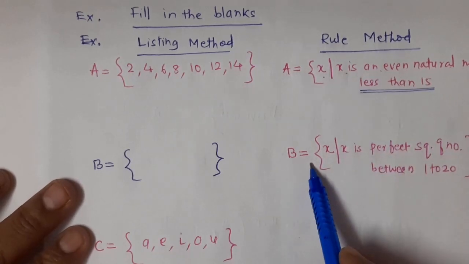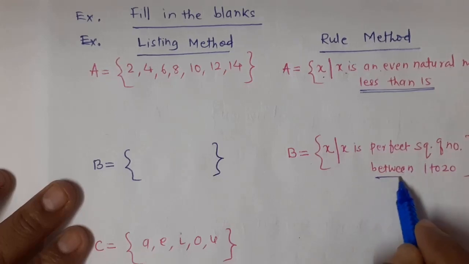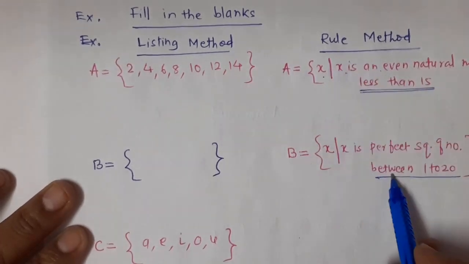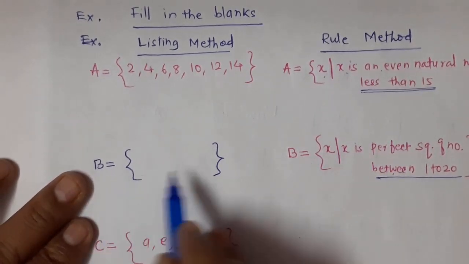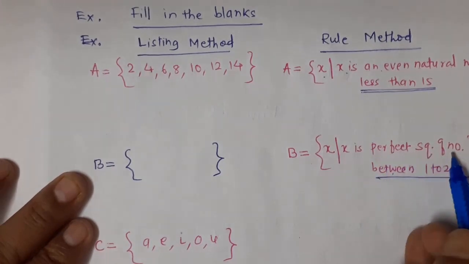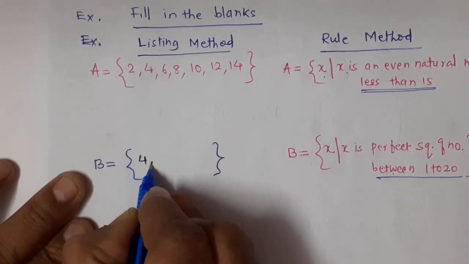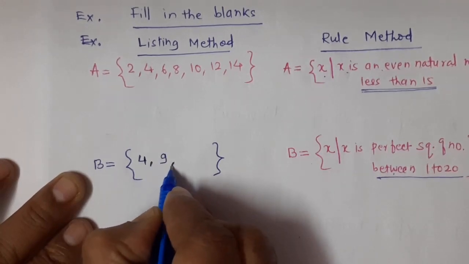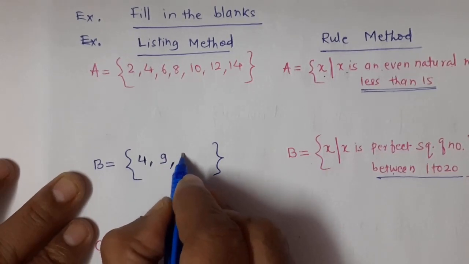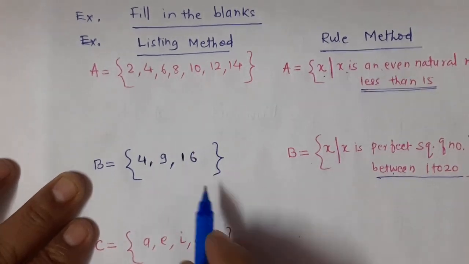Now the second example: x is a perfect square of a number between 1 and 20. It is given in the rule method. So what you have to write: B is the set of all x where x is a perfect square of a number between 1 and 20. So the perfect squares will be 4, which is the perfect square of 2, then 9, the perfect square of 3, then 16, the perfect square of 4. Okay, so we have to write this.